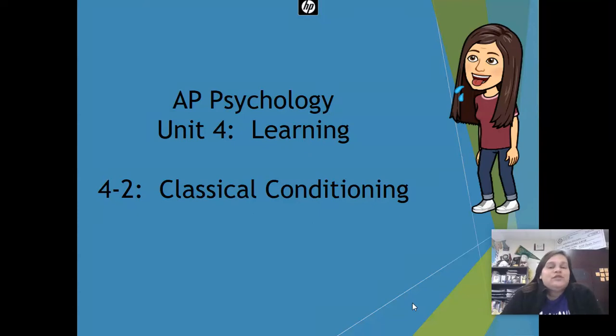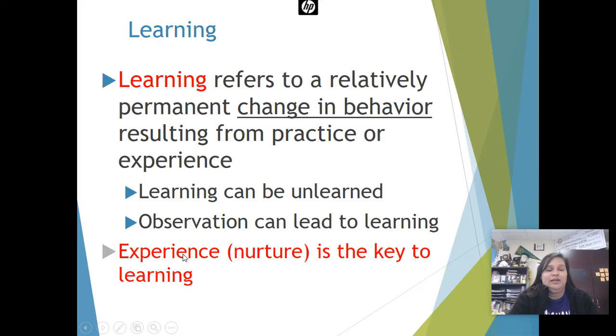Hello, these are flipped notes 4-2 of Unit 4 on learning, and we're diving into classical conditioning. My Bitmoji is drooling, or rather, we usually say in this unit, salivating. We're going to talk about Pavlov's famous experiment with the salivating dog and the bell. So let's get to it. I'll also do a demo of this in class.